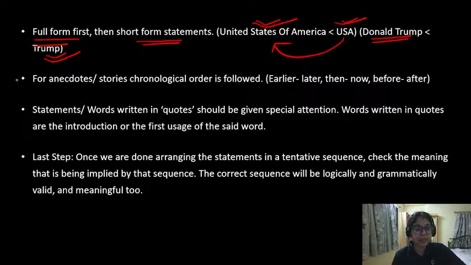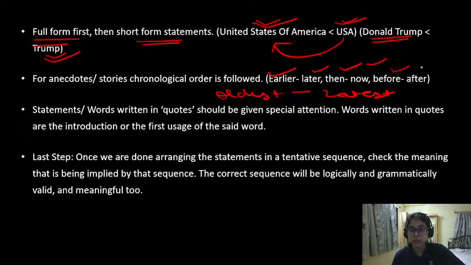Okay, then for anecdotes and stories, okay, if all the 4 to 5 statements are conveying a story, they will have an order. It is not going to be random. They will have a chronological order. What will be the order? It will be oldest to latest. पुराने events से लेके latest events. So earlier to later, then to now, before to after. This is the order that should be followed.